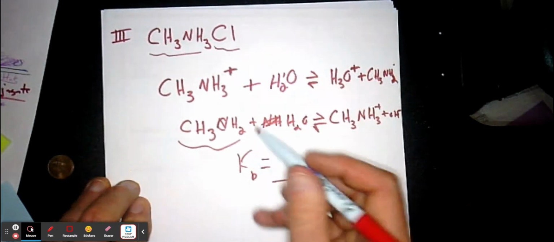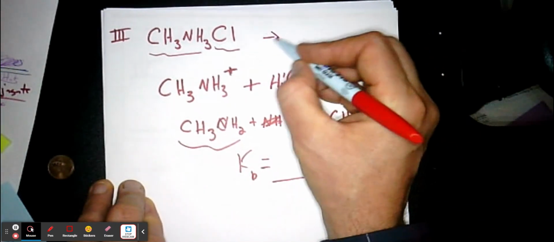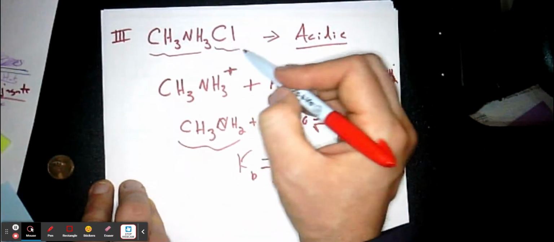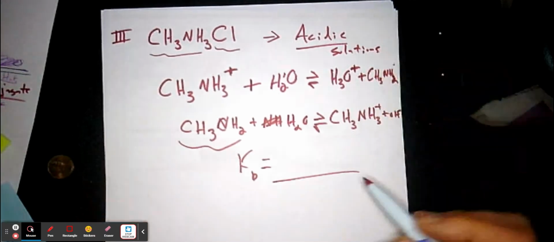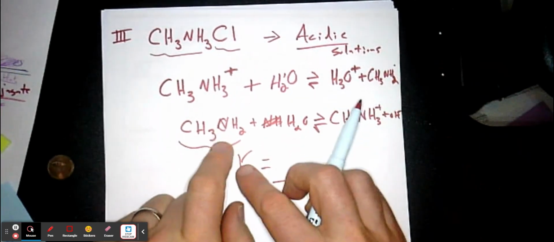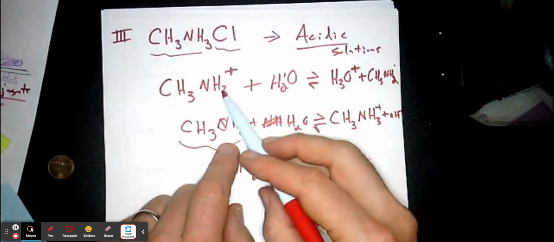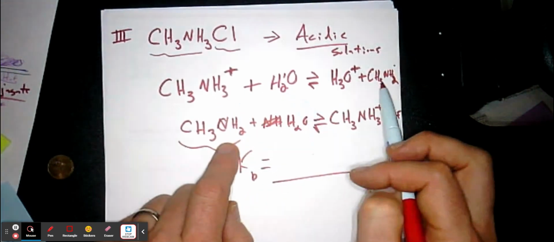Therefore, if this is acting as an acid, this would be an acidic solution. That salt would be considered an acid. It would make an acidic solution because it donated a proton, and I confirmed it by thinking about this as a base, and you could see it's the conjugate base of that salt. All right.